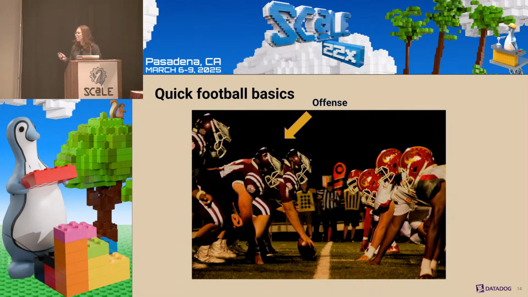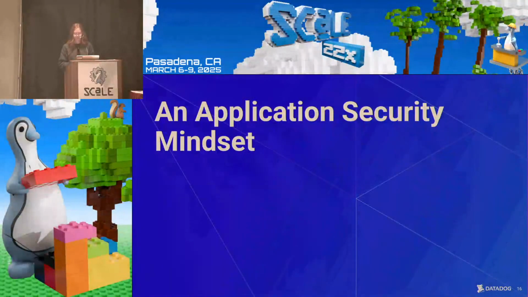So we've got an offense. These are the people who are trying to score. Then we've got the defense. These are the people trying to stop the offense from scoring. Pretty much, it's as simple as that, and that's all you need to know right now.